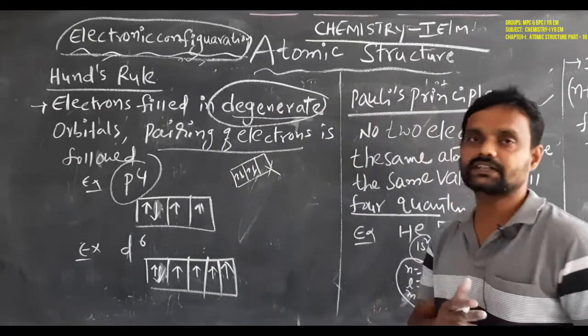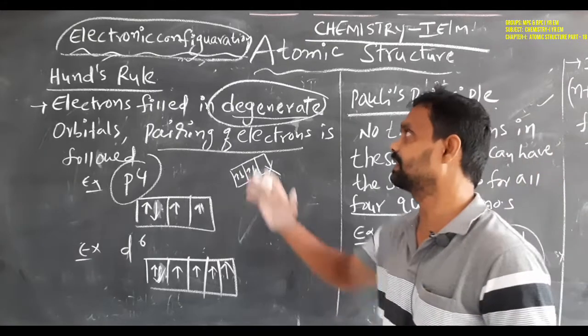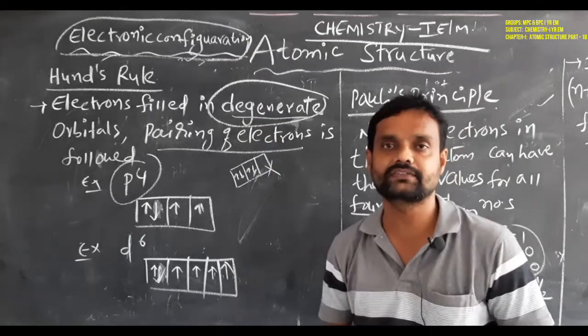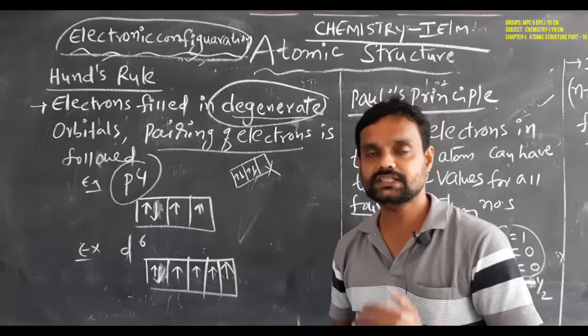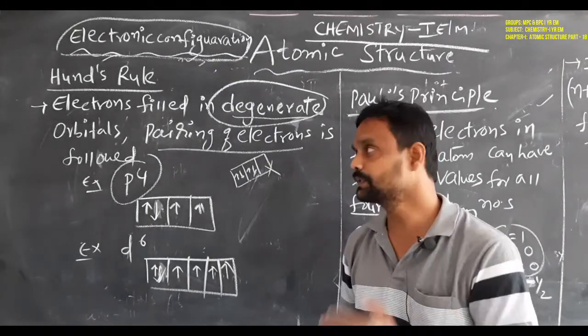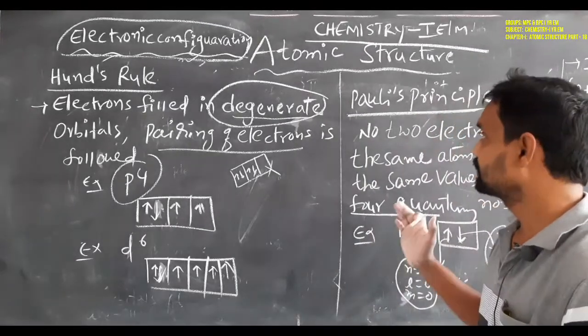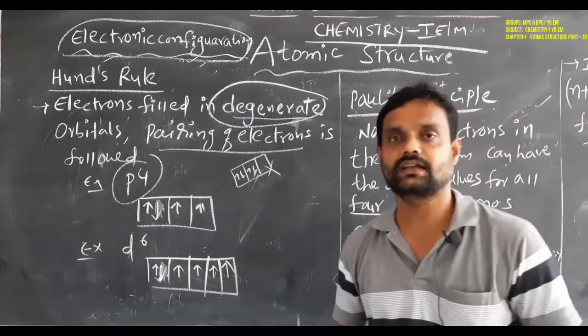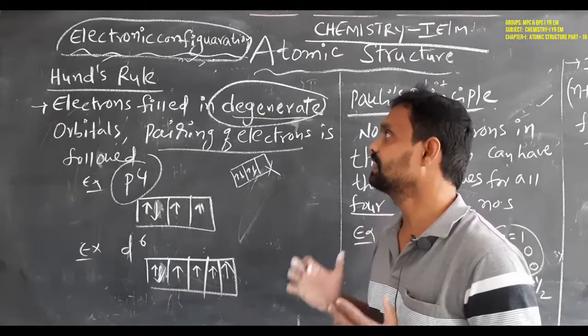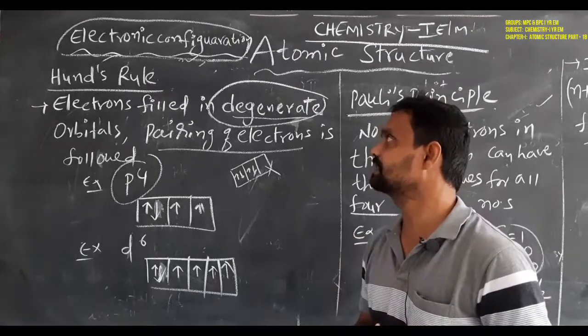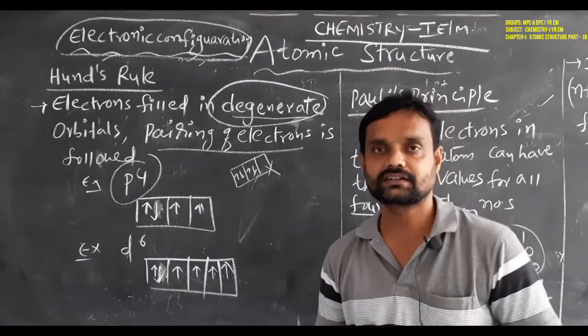So these are the three rules followed when we fill the electron configuration of different atoms. The first rule is the Aufbau principle. The second rule is Hund's rule. The third is the Pauli's exclusion principle. So these three principles are used in filling the electron configuration.